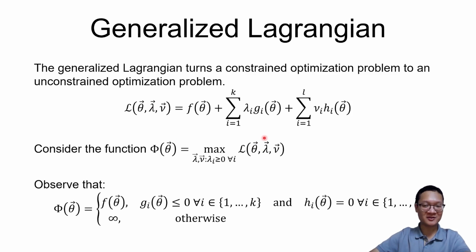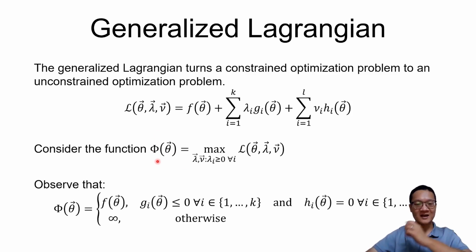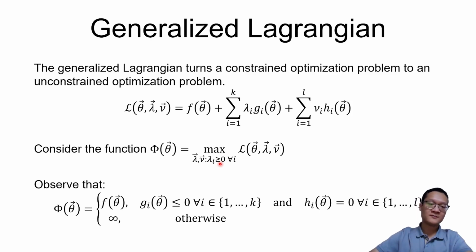We want to pick the best lambda and nu that will maximize this quantity, right? So after you have already picked the best lambda and nu, the result is not a function of lambda and nu. It will be a function of whatever variable remains, right? So this is phi of theta equals this quantity here. Okay, so why did we define this? It turns out that this function is exactly equal to f of theta, even though it looks a bit more complicated, right? So let's take a look at why.